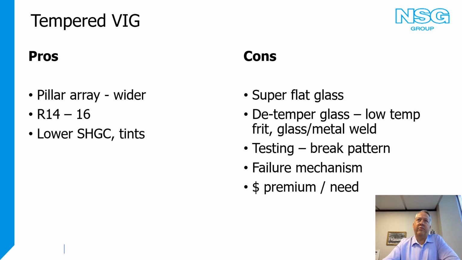Now, in terms of those tempered VIG products, these are fairly new to the marketplace, but the technology has been around for quite a while. Because you have that wider pillar array that really drives down your U value, you can get an R10, even up to an R14 type product, really highly insulated and still a fairly thin overall profile.